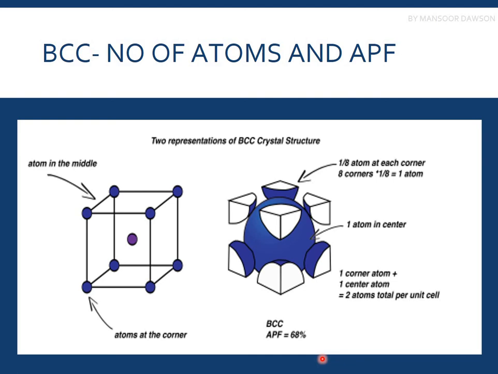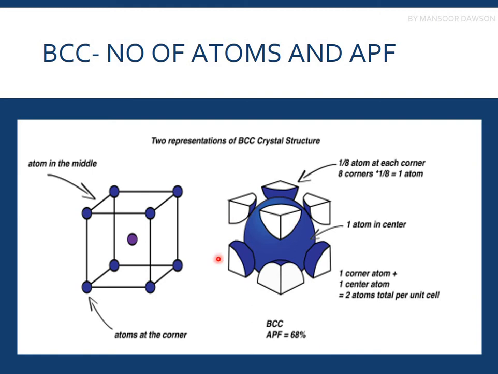That means the volume occupied by the atoms is less. But in FCC it was about 74%, or you can say 0.74. So let's calculate the number of atoms.